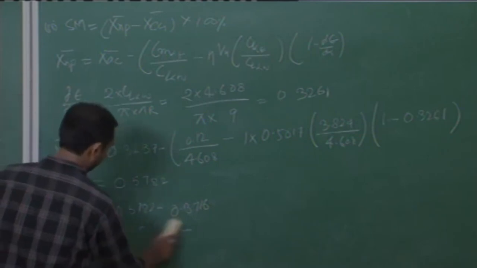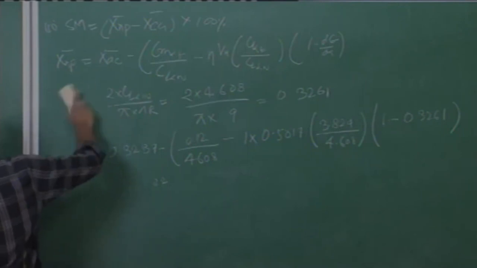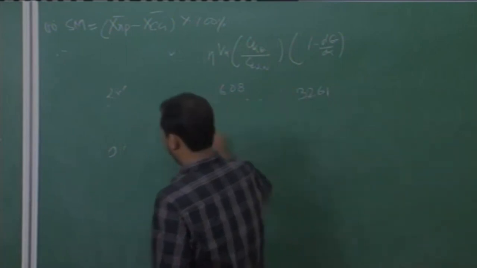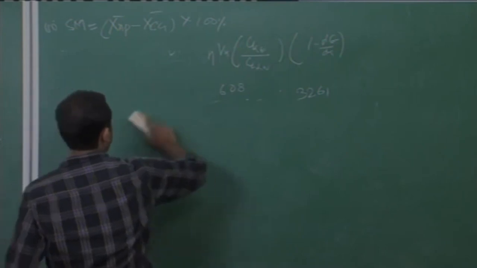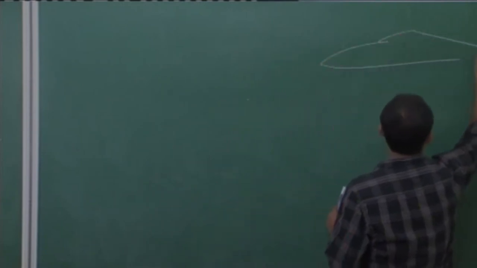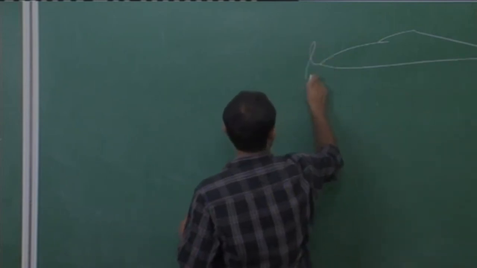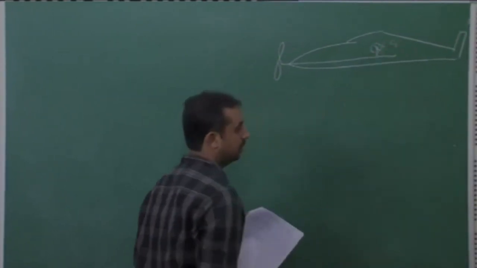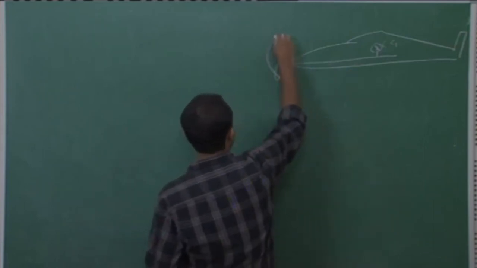Now, the third part is the main one which I wanted to explain. Till now, we have not considered the moment which is generated due to the difference in the thrust line and location of CG if they are not aligned. So, this part will be dealing with that. Suppose this is your aircraft, your thrust, and suppose your CG is here. Due to this difference, you will get a moment about CG in this direction.